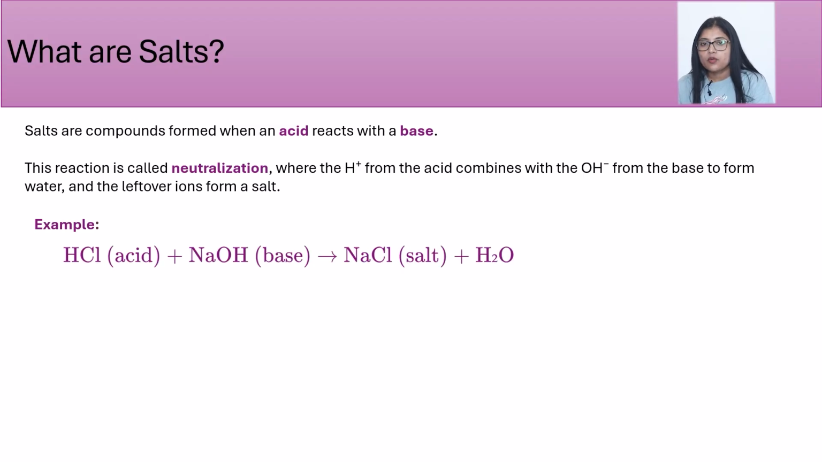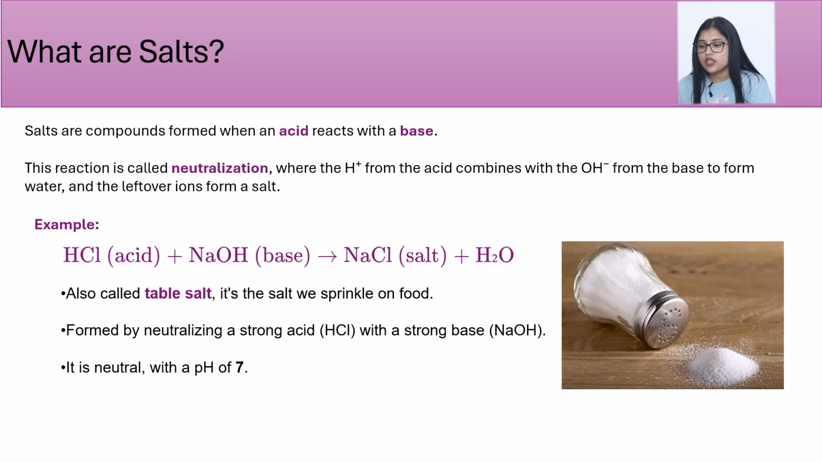For example, when a strong acid such as hydrochloric acid reacts with a strong base such as sodium hydroxide, we get NaCl, which is called table salt, or the salt that we use in our food every day. So this particular salt has a neutral pH of 7.